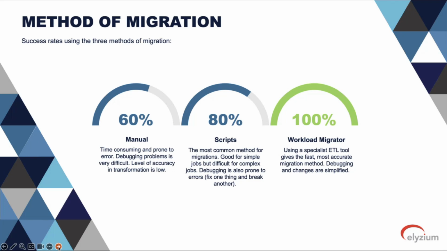Most organizations that try to do it themselves or involve another vendor will use a script in order to do that migration. And that'll give you about an 80% accuracy. So it still means about 20% of your jobs need some sort of intervention to fix forward. And again, that's not an ideal way of doing it. And that's why we developed Workload Migrator using standard ETL technology.